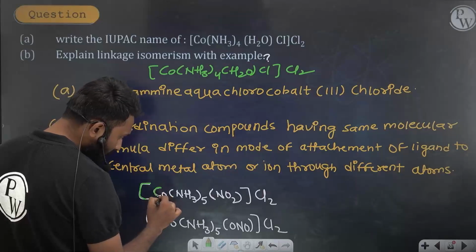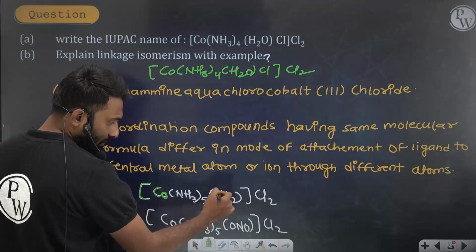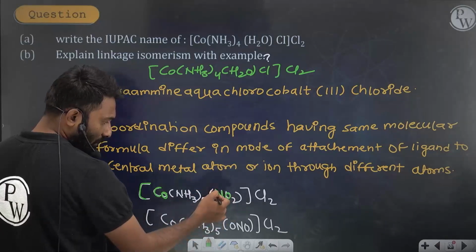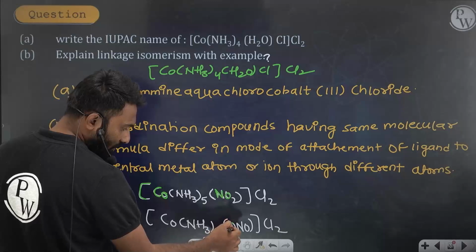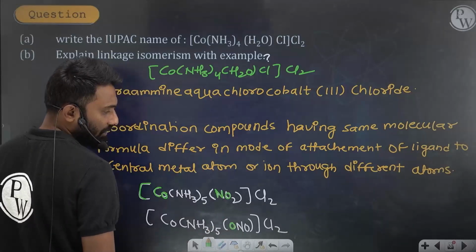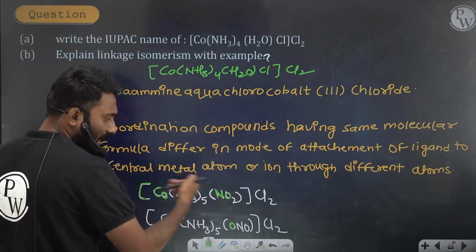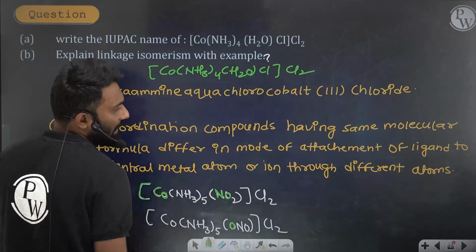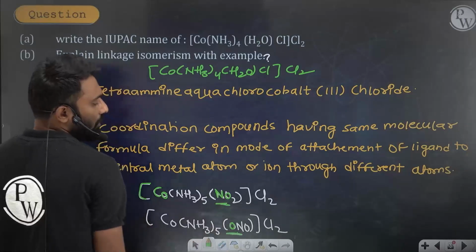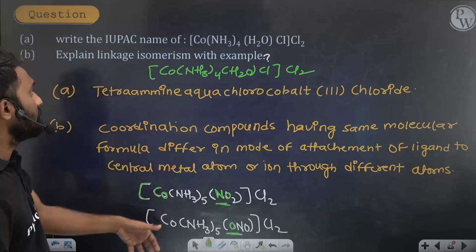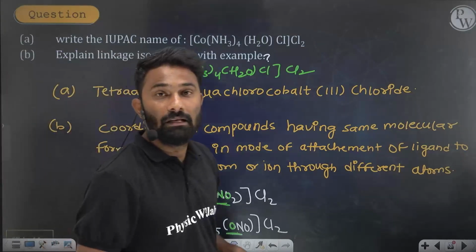Here this is a central atom, cobalt is a central atom. Now here in the nitro group, N has been attached to the cobalt, but in this one, oxygen has been attached. Same molecular formula, but ligand attachment is through a different atom. In the first one it is from the nitrogen end, and the second one from the oxygen end. This we call linkage isomers. Okay, next.